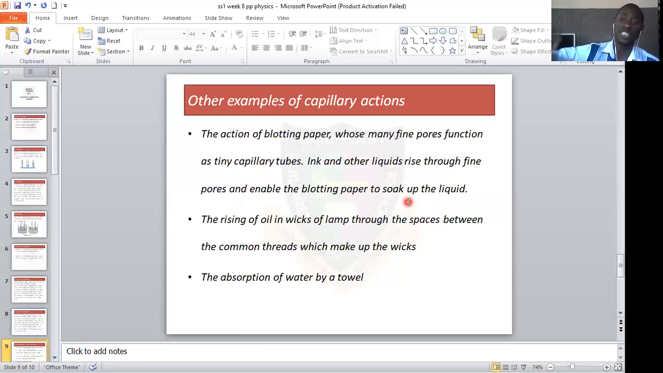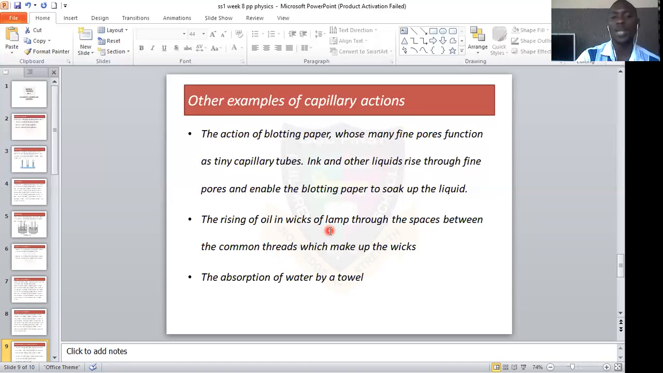Water tends to rise in your tissue paper, or ink also tends to rise in your tissue paper. Another example is the rising of oil. Probably you have a lantern in your house. When you soak the wick, the thread, in kerosene, all of a sudden you see the kerosene rises up in the wick, through the spaces, the holes in the wick. This is the effect of capillarity, the rise of liquid in the wick.